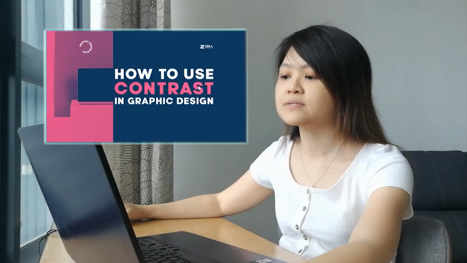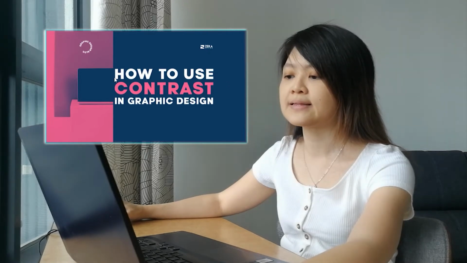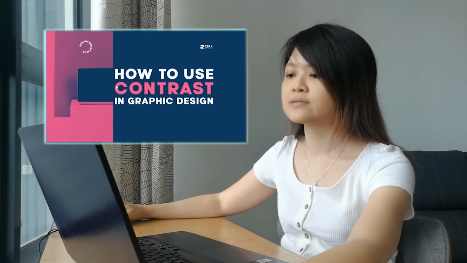In this composition, we can see that the word contrast is being highlighted in pink in comparison to the other words, thus making contrast the emphasis of this composition. So how can we create contrast? We can create contrast by differentiating different elements or attributes. So take a look at this example.